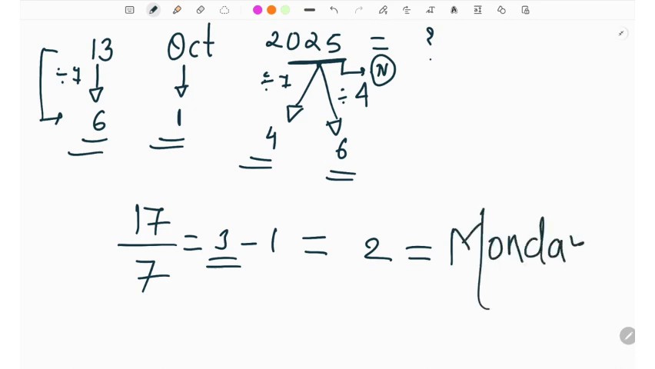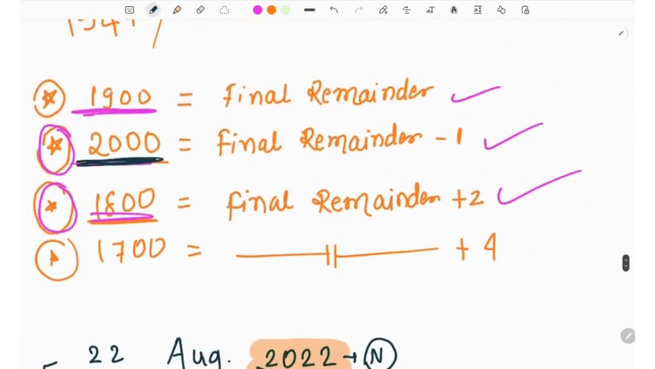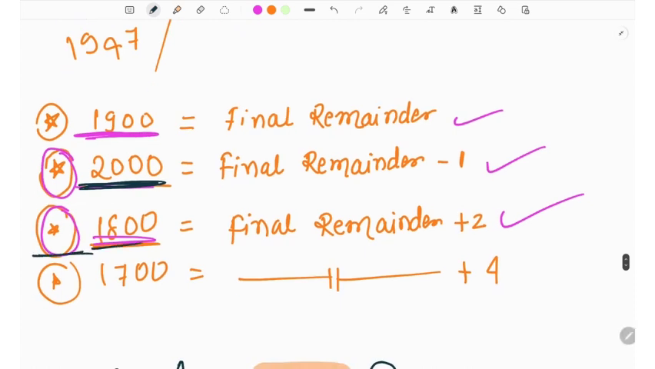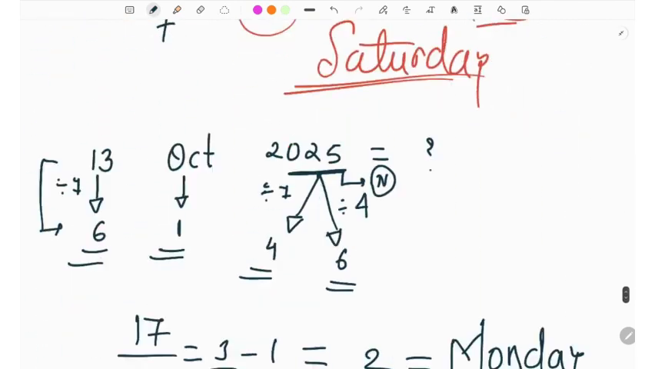So, this was the exceptional case that we have discussed, students. So, these are the few things that you have to remember whenever we are solving the questions. Now, if the date belongs to the 1800 century, do plus 2 in the final remainder, and if the year belongs to the 1700 century, do plus 4 in the final remainder. I would say that these two are most important for our examination. Just simply remember these few things whatever I have discussed.